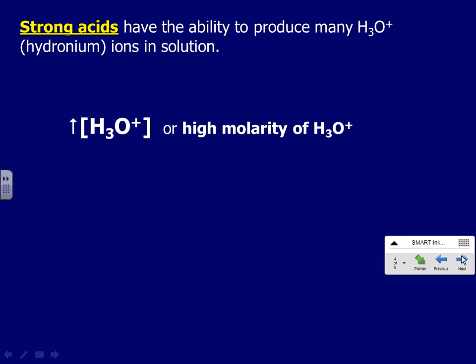So the more hydronium ions per liter, the more moles per liter, the stronger the H3O+, the stronger the acid, the more dangerous the acid is.